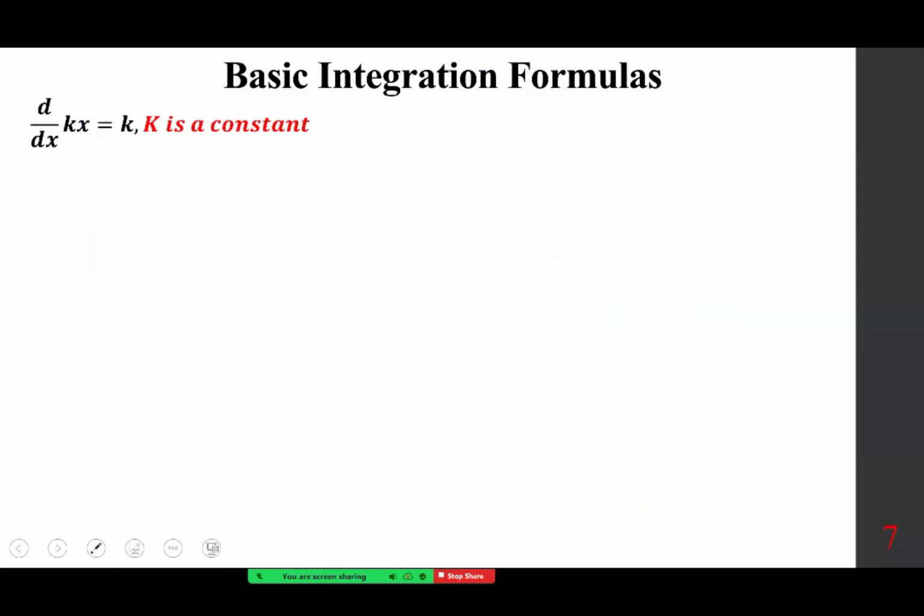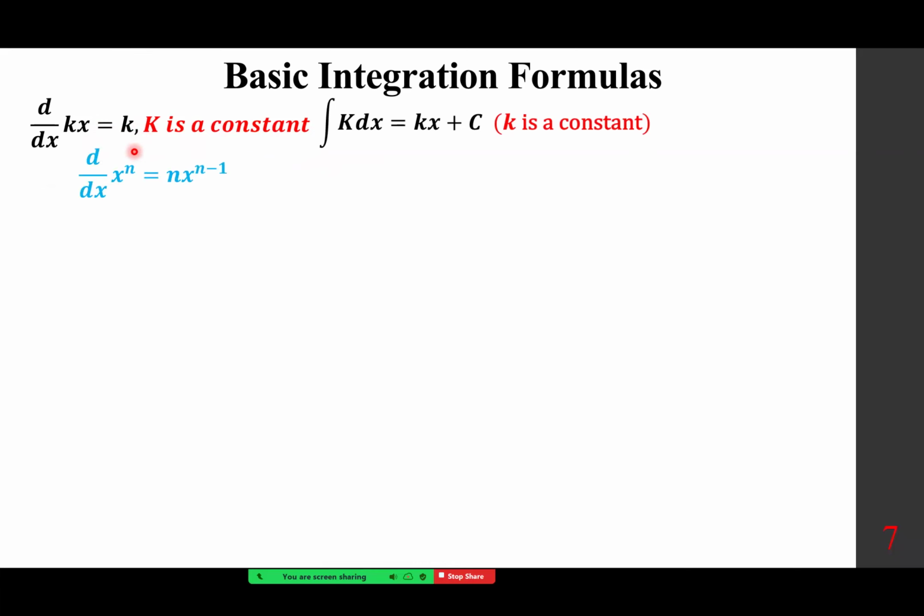Now, let's remind you of differentiation formulas. For example, the derivative of k times x is k when k is a number. Therefore, if we want to go that way, the integral of k dx must be kx plus c. The power rule: the derivative of x to the power of n is nx to the power of n minus 1. Therefore, if I differentiate the right side, nx to the power of n minus 1 gives me x to the power of n.